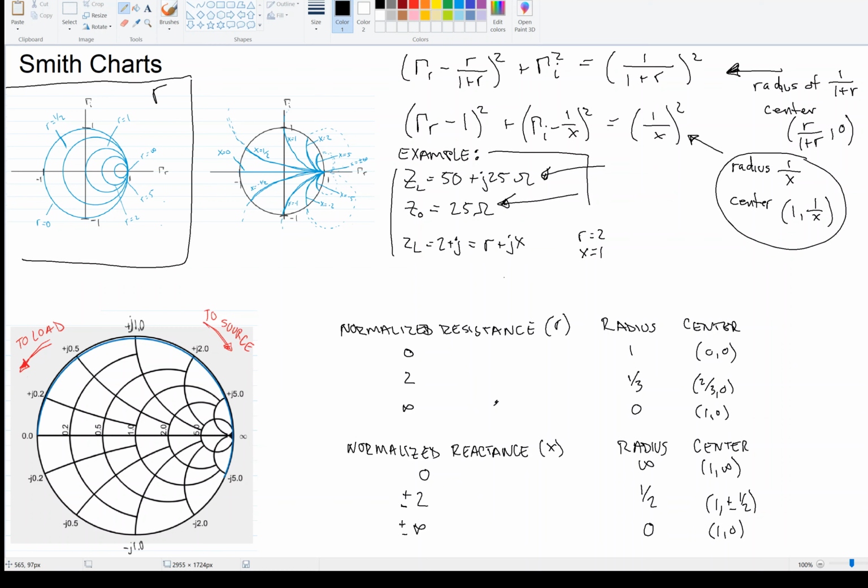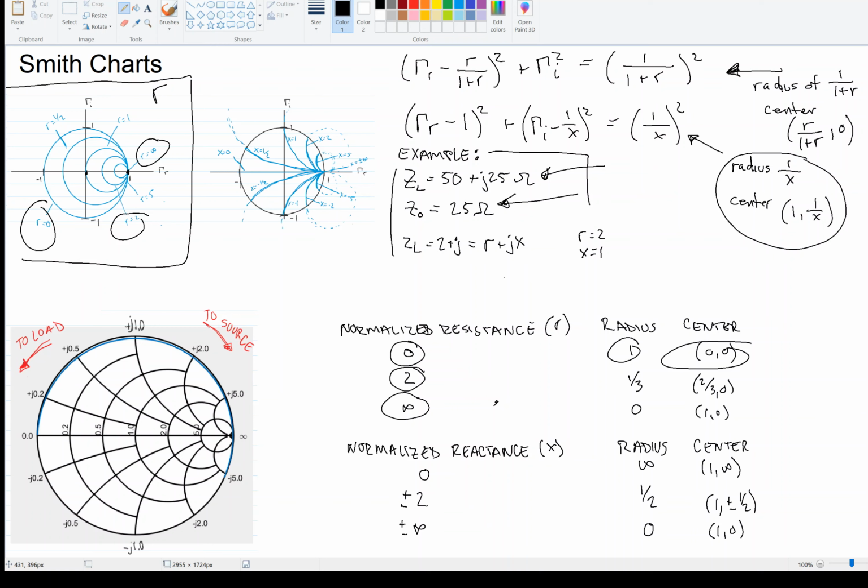So we said that when R is equal to 0, we have a radius of 1 and a center of 0, 0. So that would be this circle right here. Okay, it's centered at the origin and it has a radius of 1, so you can see that there. When R is 2, we said the center is at 2/3, comma 0 and has a radius of 1/3, so that's this guy here, right? Also, the interesting case here, when R is infinity, we said the center is at 1, 0 and it has a 0 radius, meaning it's just a point, so that's right here.